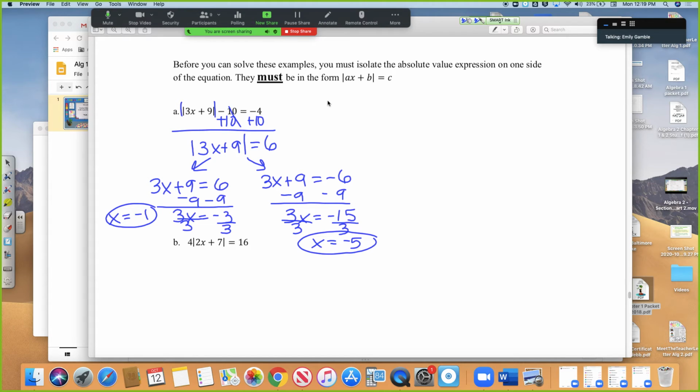And again, if I do this and I plug it in, 3 times negative 5 is negative 15. Negative 15 plus 9 is negative 6. The absolute value of negative 6 is positive 6.